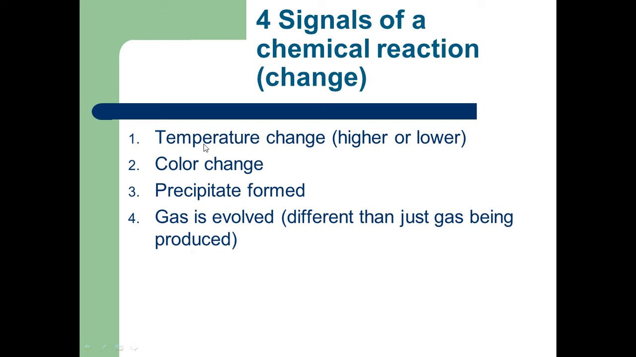And you only need one of these signs for there to be a chemical reaction, but you can have one or more. You could have all 4 occurring, and that would be 100% a chemical reaction, but you only need one, okay? And then you can know for certain that a chemical reaction has occurred. If none of these have occurred, you do not have a chemical change, you have a physical change.